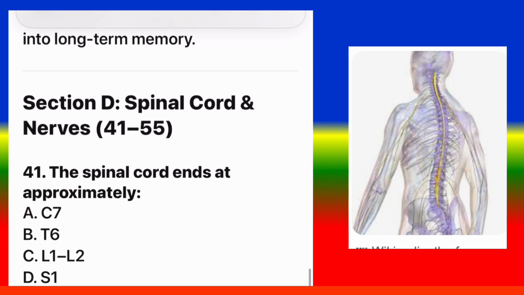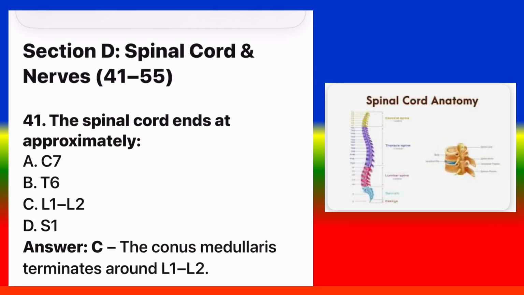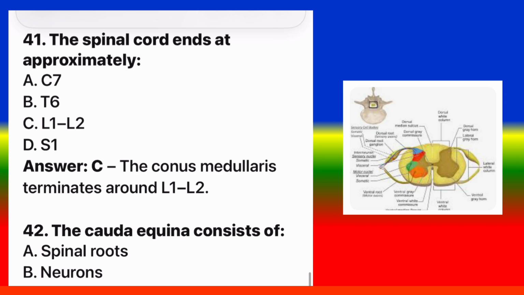Spinal cord and nerves. 41. The spinal cord ends at approximately A. C7, B. T6, C. L1, L2, D. S1. Answer C. The conus medullaris terminates around L1, L2.